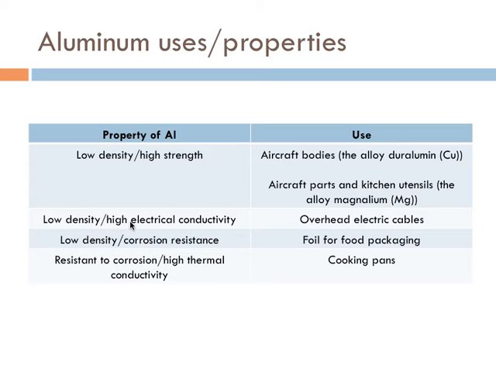Taking advantage of the low density and high electrical conductivity, overhead electrical cables have aluminum in them. Low density and corrosion resistance make it suitable for foil for food packaging. And then the resistance to corrosion and high thermal conductivity is why it is used for cooking pots and pans.